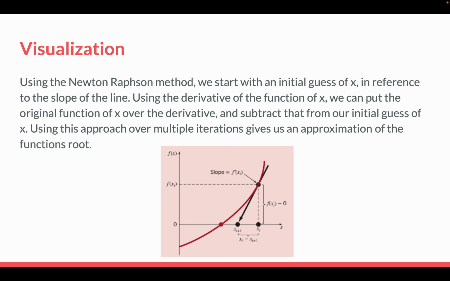Looking at this graphically, we have a red line, which is going to be the function, the black line, which is going to be the function's derivative, and the dots along the x-axis are going to be our initial guess and different iterations of that guess, and then we're converging towards the red dot along the red line. That is the root we are trying to find.